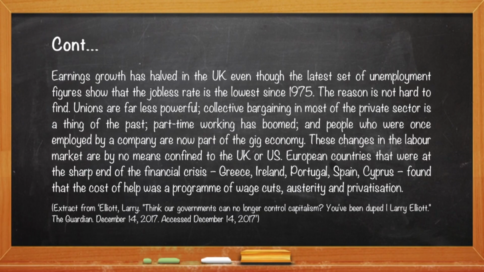Earnings growth has halved in the UK, even though the latest set of unemployment figures show that the jobless rate is the lowest since 1975. The reason is not hard to find. Unions are far less powerful. Collective bargaining in most of the private sector is a thing of the past. Part-time working has boomed, and people who were once employed by a company are now part of the gig economy.